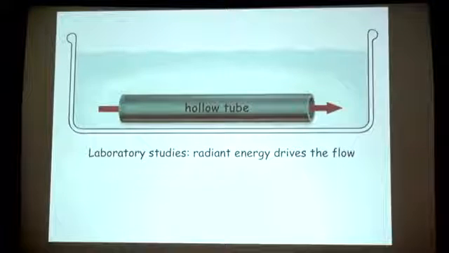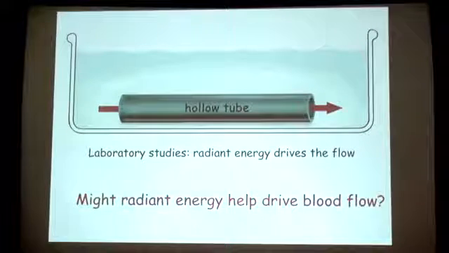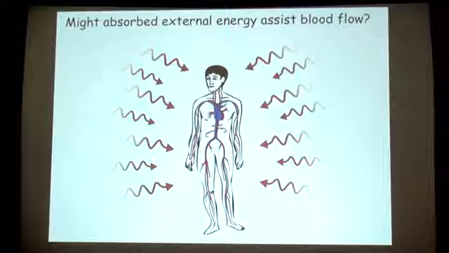in from outside. Now, that would seem a ludicrous idea if I hadn't shown you that we actually see it in the laboratory. We have a hollow tube, a hydrophilic tube, just like the vessels, sitting in water. And I've shown you that the radiant energy that comes in is driving the flow through vessels. So I raise the question, no answer: might radiant energy help drive your blood flow? Might we take the absorbed external radiant energy in assisting with that?